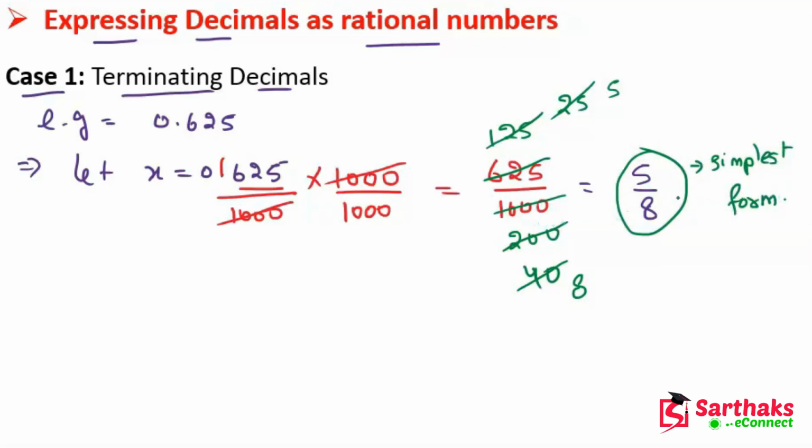Okay, so here we are converting 0.625 into 5 upon 8, meaning into a rational number. So this is our answer. I hope, my dear friend, you understand how to convert decimals into rational numbers. Now the second case is when it is a recurring decimal, meaning a non-terminating and repeating decimal.